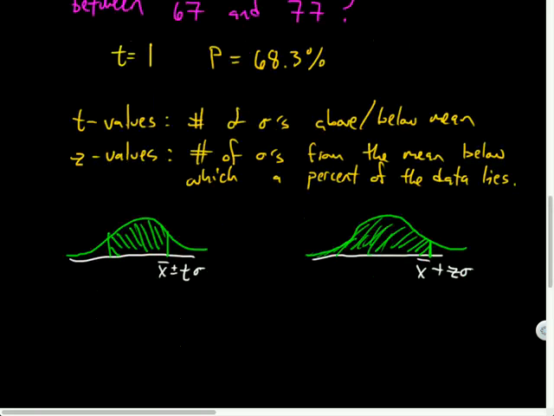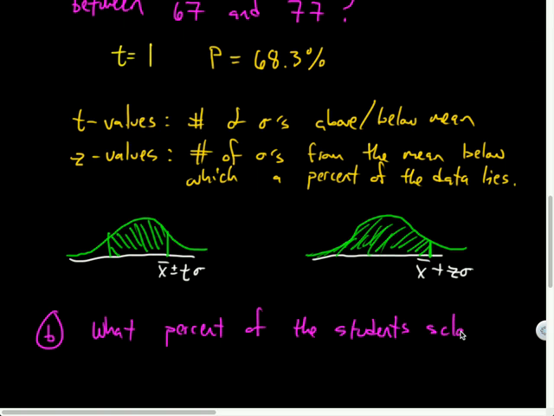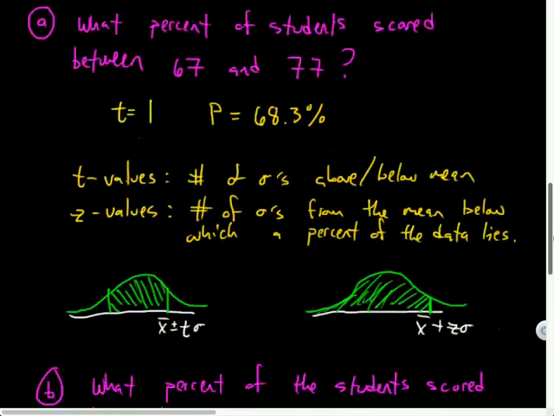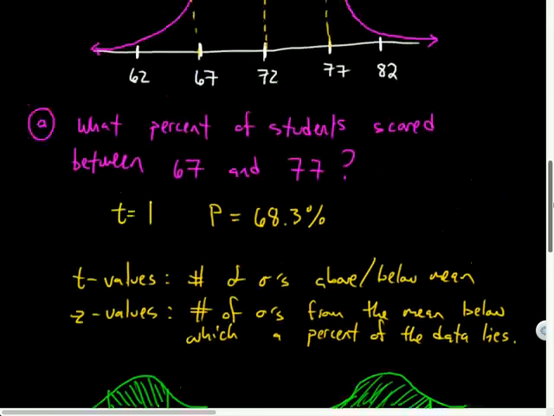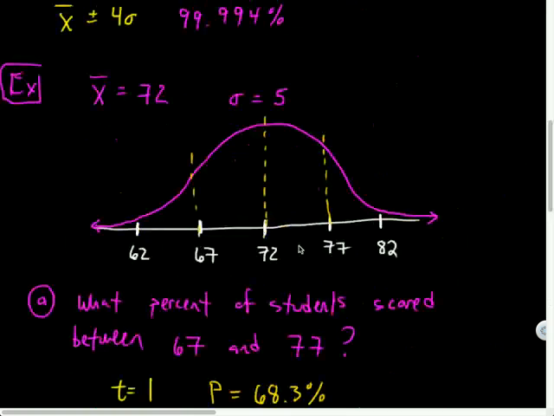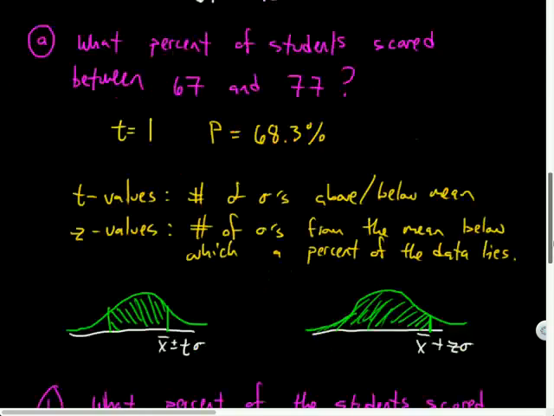So let's ask this question, and we're almost on lunch break here. So what percent of the students scored less than 82? So 82 is how many standard deviations above the mean? 2 full standard deviations. Okay?